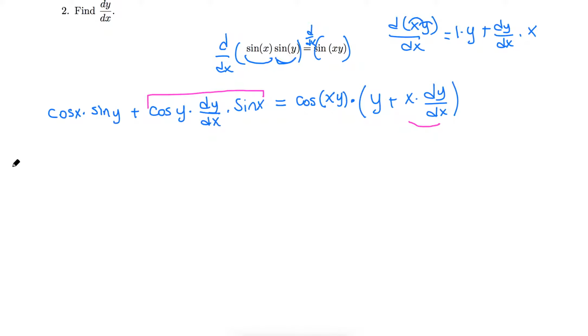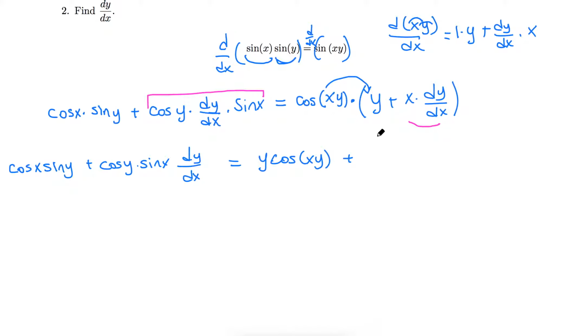So I'll copy the left side. We have cosine x sine y plus, let's move cosine and sine together, cosine y sine x dy over dx equals cosine xy times y plus cosine xy times x times dy over dx.